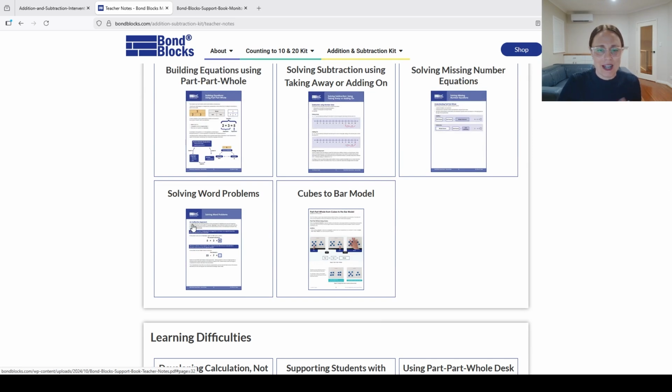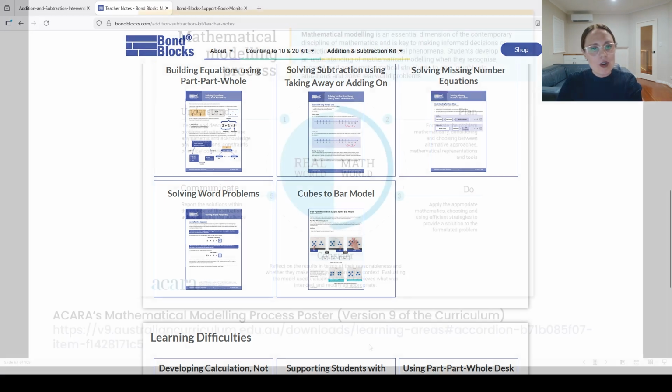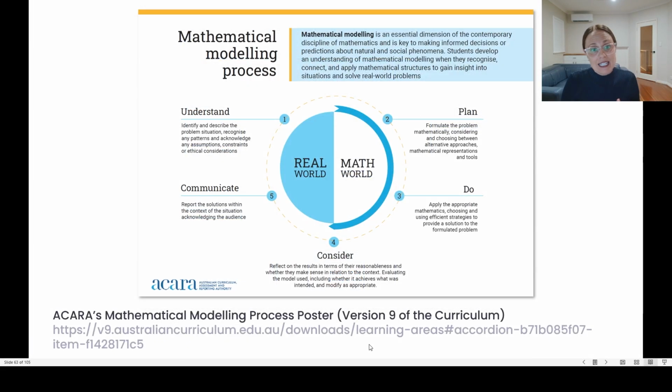I'm really passionate about developing that whole school approach to solving word problems. Part of that is using the new modelling that's come out from Makara, that understand, plan, do, consider, communicate process. It's not actually new. It came from Polya with his understand, plan, do, check. So when I have modelled the videos, I've done them in those 4 sections, and then I've included the communicate within that check and consider section of each video.